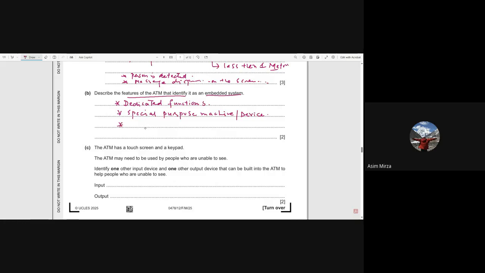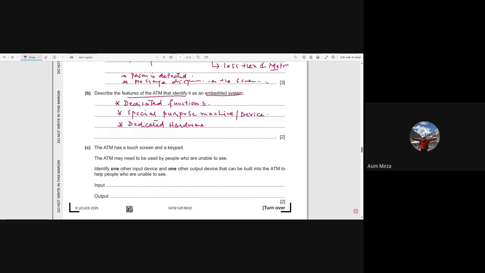And what else can I write? So yes, that is important. Dedicated hardware. It has an actuator which is used to pull the money. Of course, you can pull the money from the ATM machine.